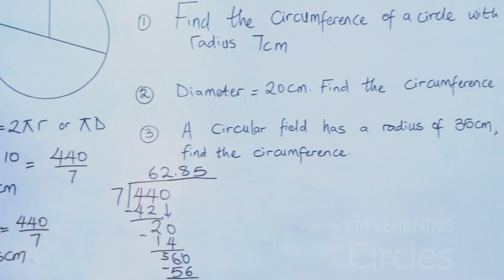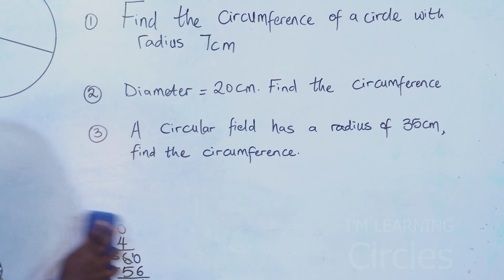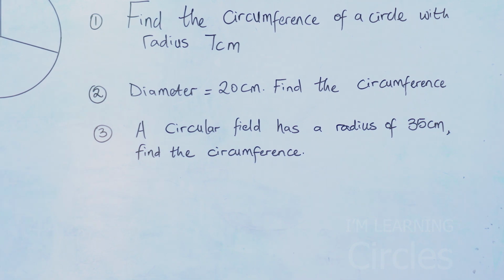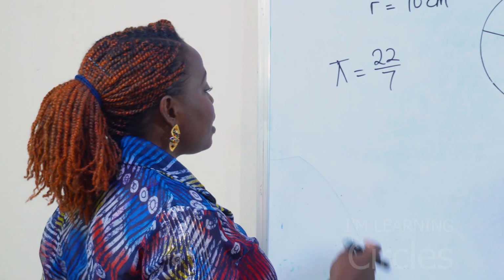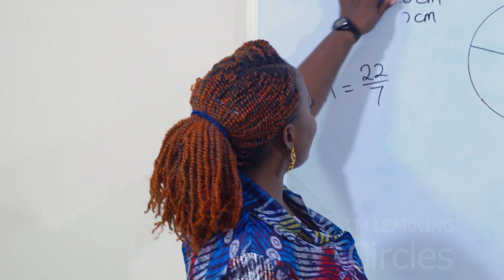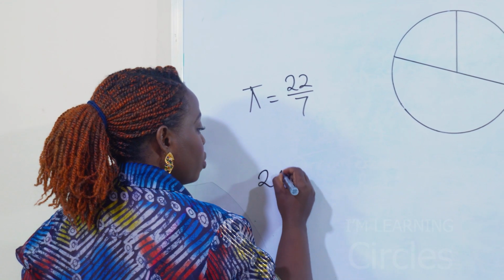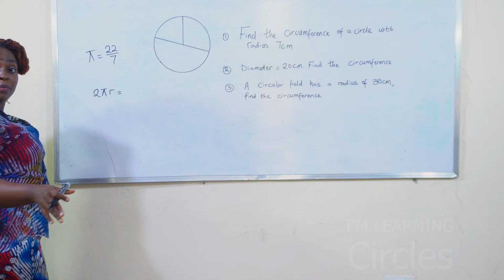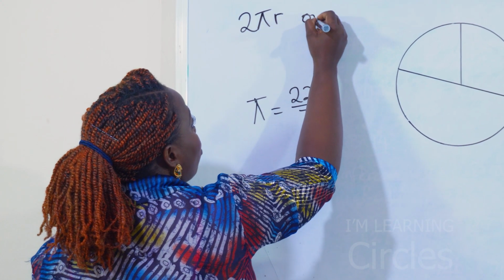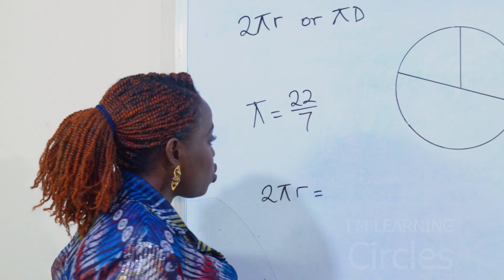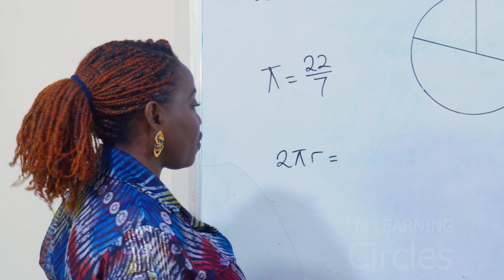The third question says, a circular field has a radius of 35 centimeters. Find the circumference. Now, if we're to find the circumference of that circle, let's use the formula 2 pi r. Remember, the formula for finding the circumference of a circle is either 2 pi r or pi d. So, using 2 pi r, let's work out the third question using a radius of 35 centimeters.